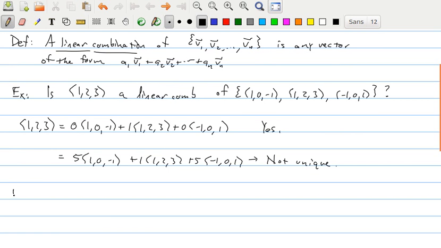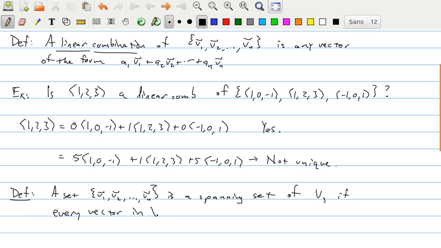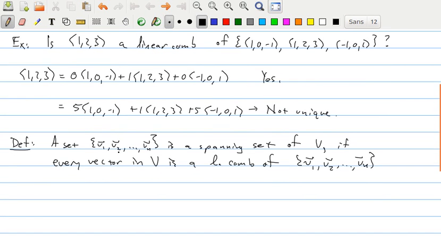So with that idea in place, I'm going to talk about the notion of span. So we say that a set v1, v2 up to vn is a spanning set of a vector space V if every vector in V is a linear combination of our set v1, v2 up to vn. So in other words, you can think of this v1 through vn as a sort of way to reconstitute every vector in your vector space.